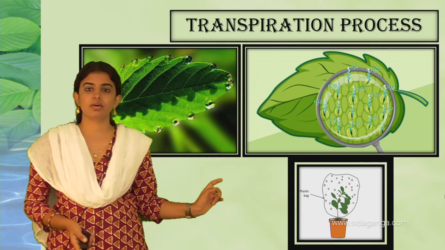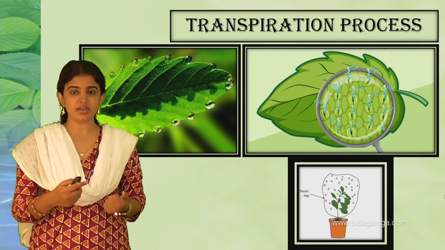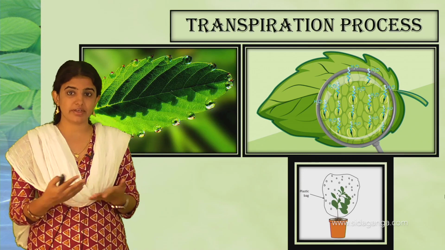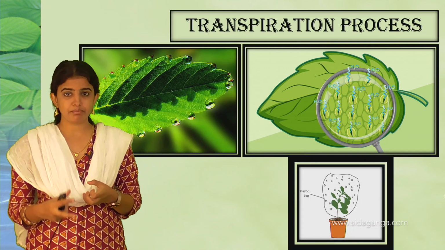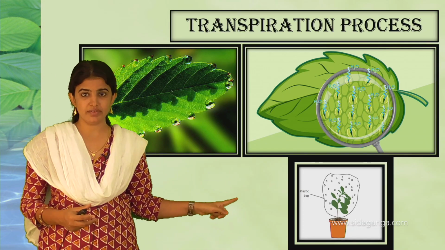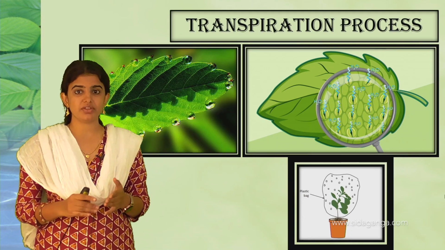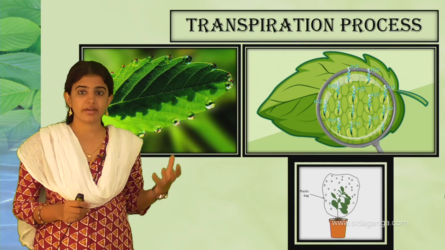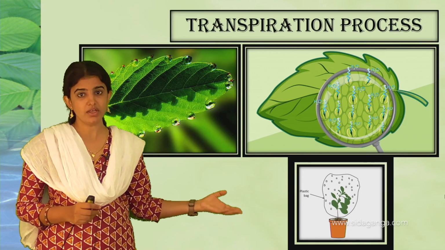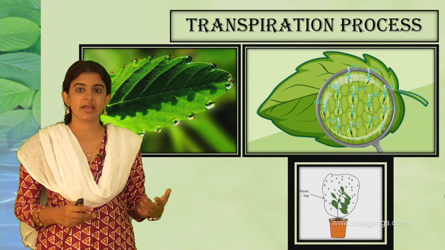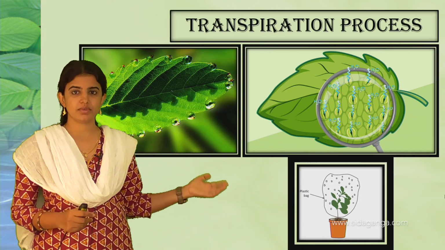See, this is one activity that we previously did in the classroom. This is the potted plant, where we have to tie a polythene bag onto the leaf. After a few hours we can see that the inner side of the polythene bag contains droplets. These droplets come from the leaf, or the part of the plant, and this is how transpiration is another function of a leaf.